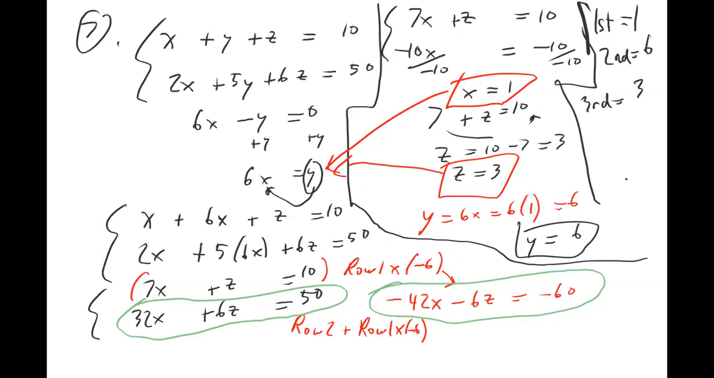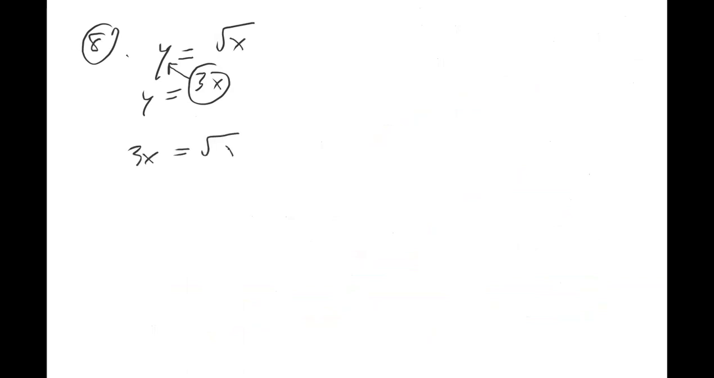Now let's try problem number 8. So problem number 8 says y equals square root of x, and then y equals 3x. So we have to solve these equations. Well, of course, the first thing I'm going to do, since y equals 3x, is plug that into that other equation, and I'll get 3x equals the square root of x.